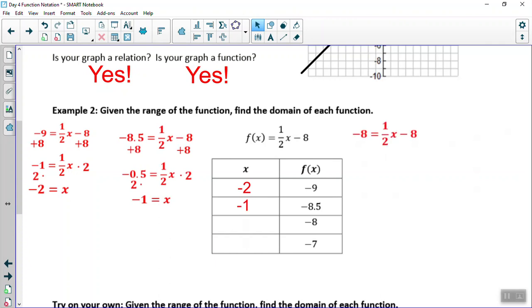Can do the same thing over here. This time I replaced f of x with -8. Multiply both sides by 2.